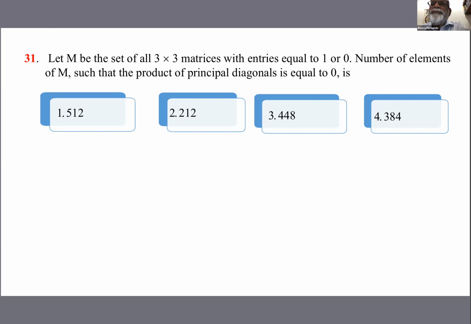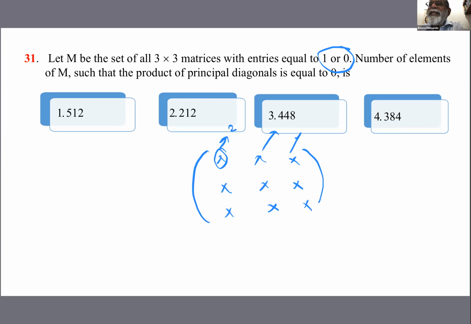31st question. M B, the set of all 3 by 3 matrices. So, 3 by 3 matrices, 9 entries are to be made. But the entries can be either 1 or 0. So, each entry can be done in 2 ways. So, 2 into 2 into 9 ways, 2 to the power 9 ways, the matrices can be formed. So the number of elements in capital M is 2 to the power 9, that is 512.